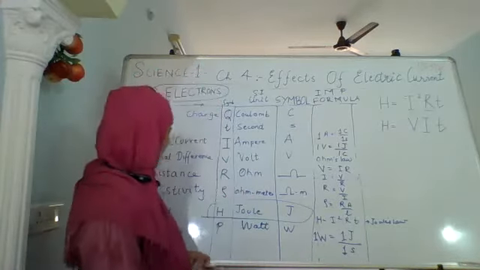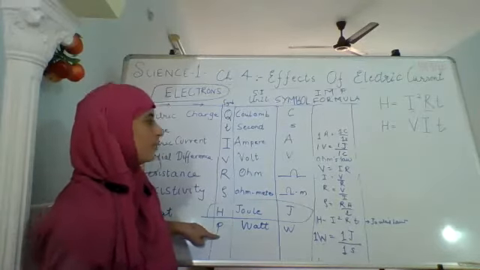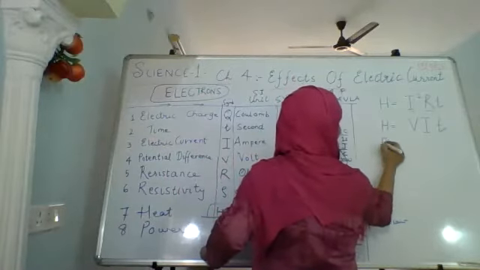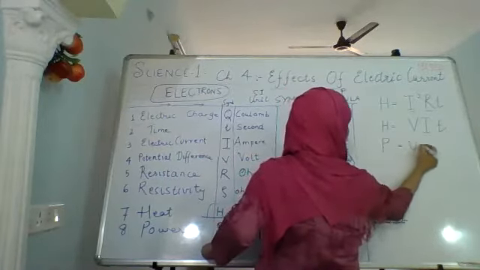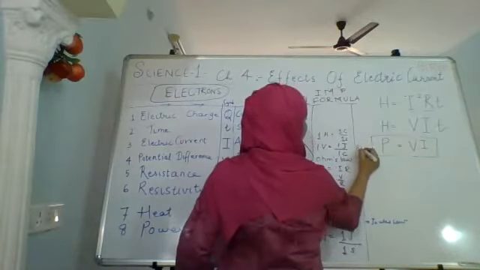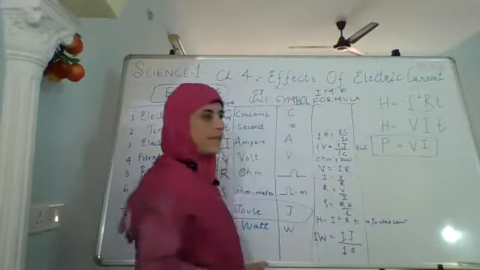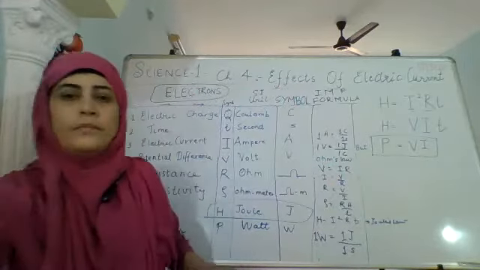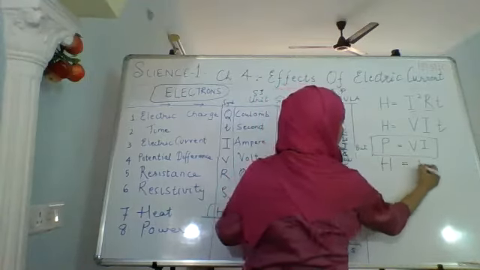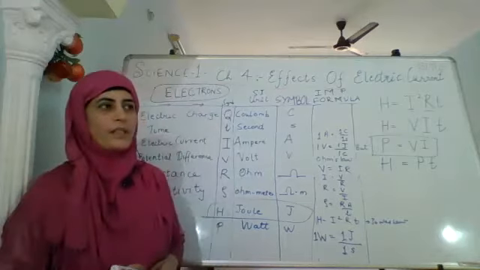We have also done previously that P is equal to VI. Here we have not written it, but we know that P is equal to VI. So what does H become? H is equal to PT. Yes, this will be your new formula: H is equal to PT.